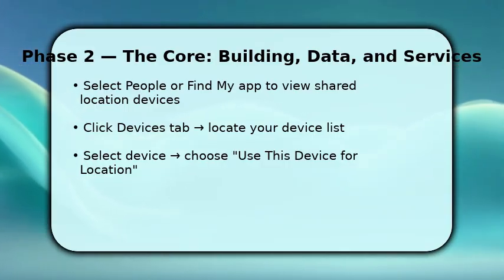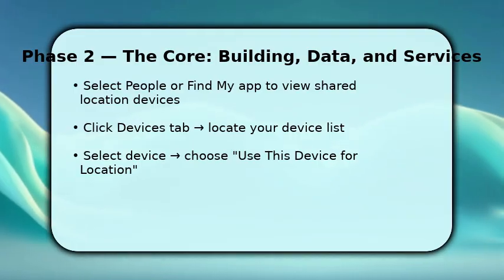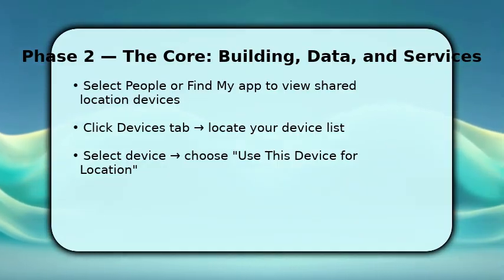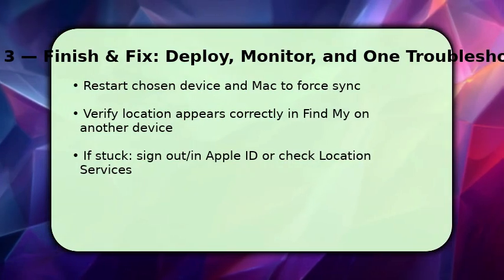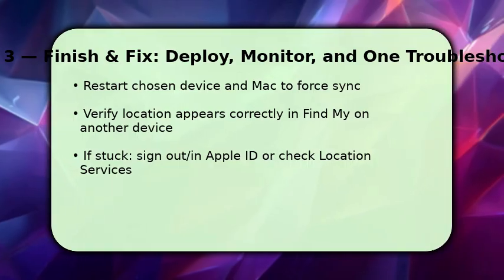Make sure the chosen device has location services enabled and a functioning internet connection. Finish by restarting both the device you chose and your Mac. Restarts force iCloud to resync. Then verify from a friend's phone or another device that your shared location shows the new device.